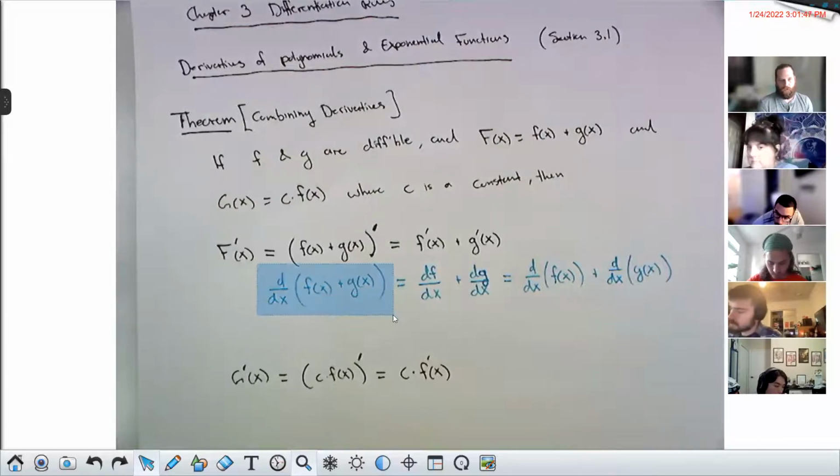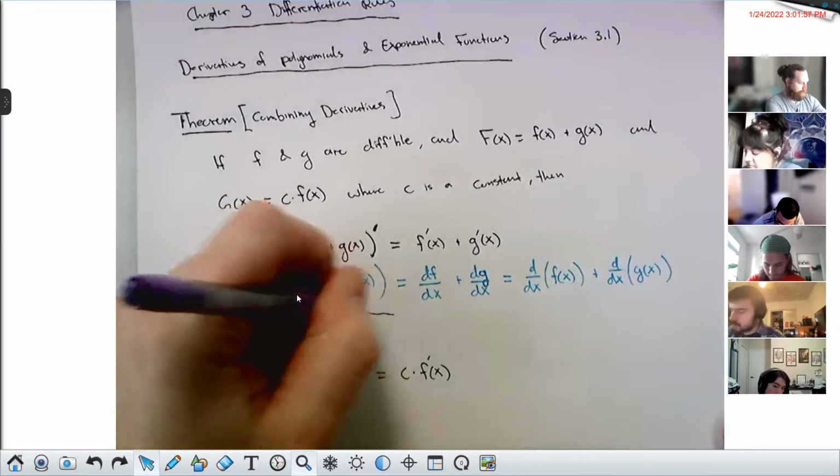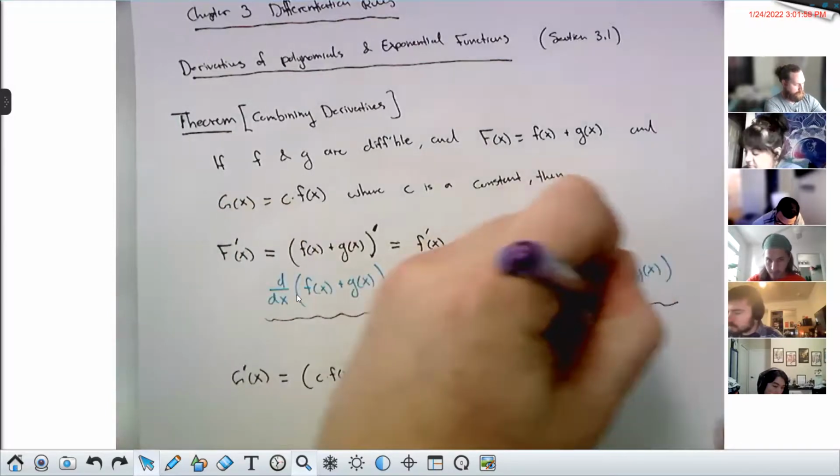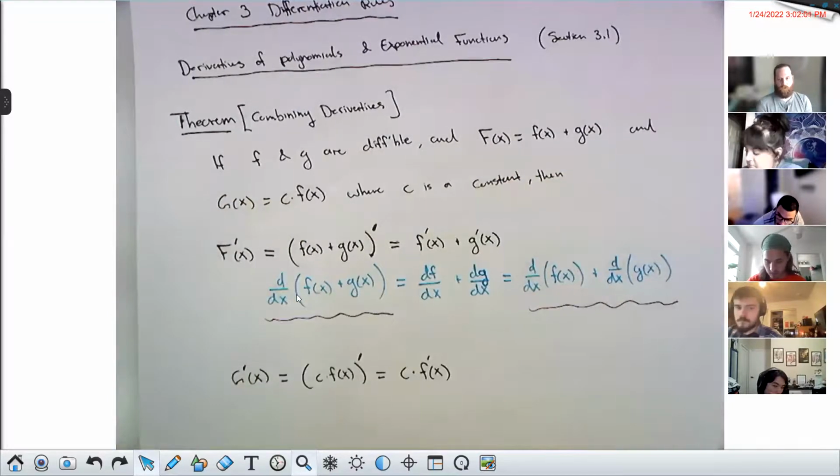And I like reading this equals this, because what it says is you can distribute the operator d dx. If you compare just those, it says d dx applied to a sum of two things is the same as the sum of those two things with d dx applied to each on their own.